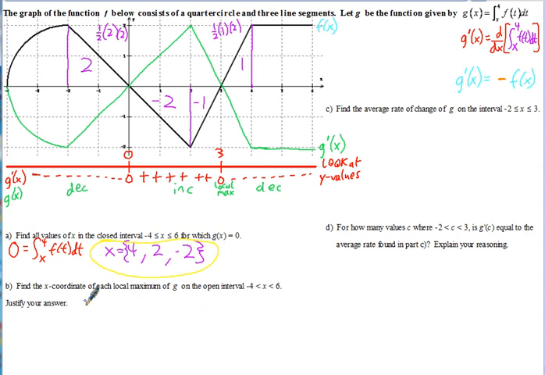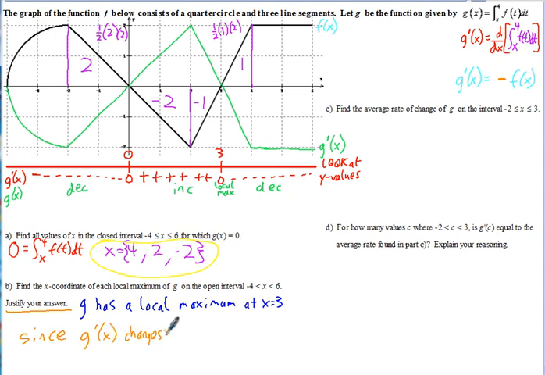So I can say g has a local maximum at x equals 3. And then to justify our answer, it would be since g prime of x changes from positive to negative at x equals 3.